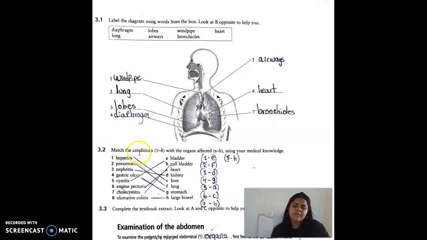3.2. Match the conditions with the organs affected using your medical knowledge. Hepatitis affects the liver. Pneumonia affects the lung. Nephritis affects the kidney. Gastric ulcer affects the stomach. Cystitis affects the bladder. Angina pectoris affects the heart. Cholecystitis affects the gallbladder. Ulcerative colitis affects the large bowel.